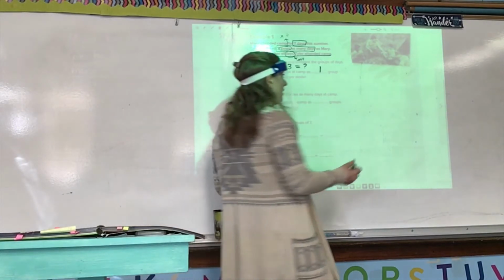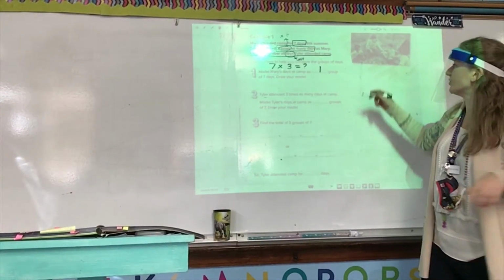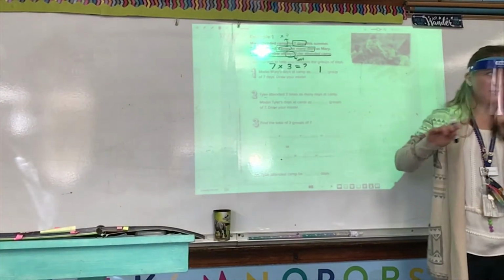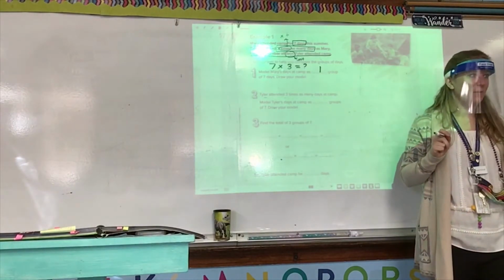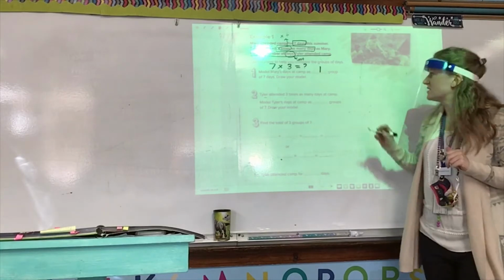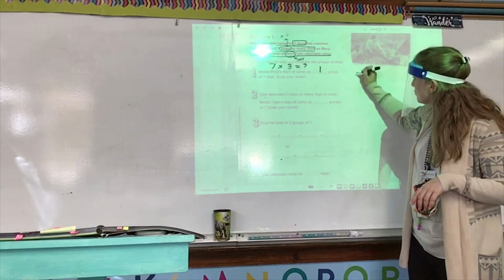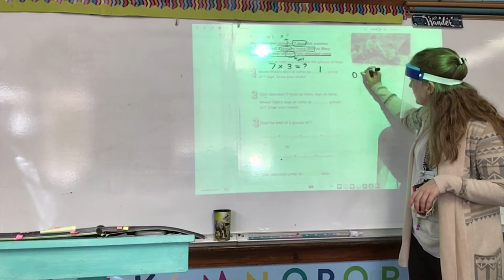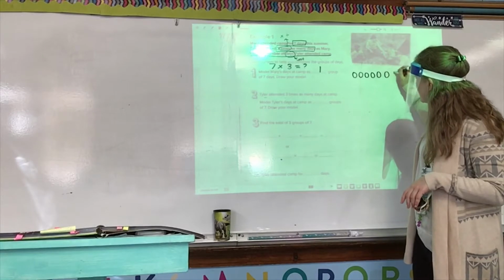So let's draw our model. I'm going to draw counters, which are just little circles. Because sometimes when you guys do the grids, you just kind of make lines and don't really pay attention to how many you're doing. So let's draw counters, which are just circles. We're going to model Mary's group of 7 days. 1, 2, 3, 4, 5, 6, 7.